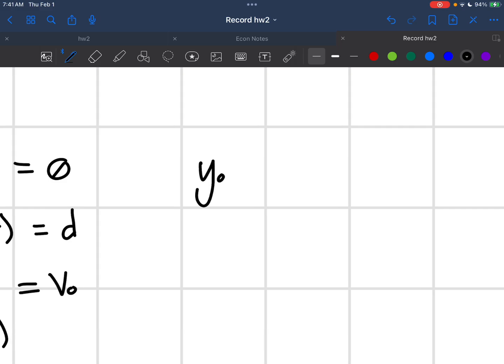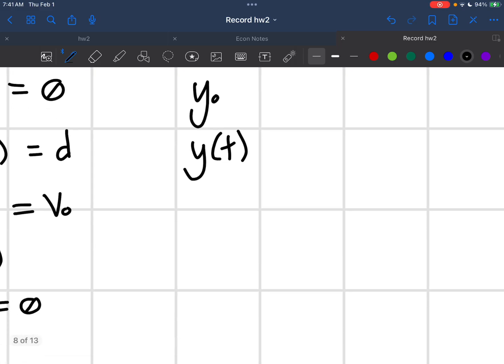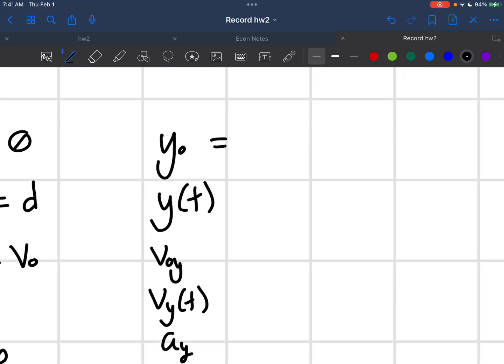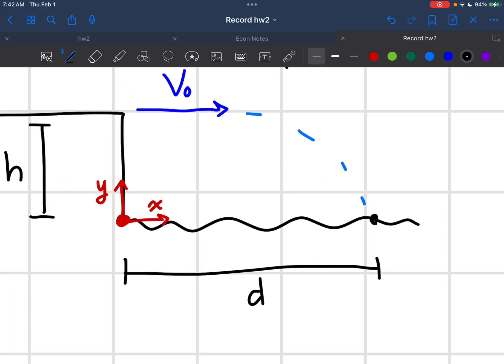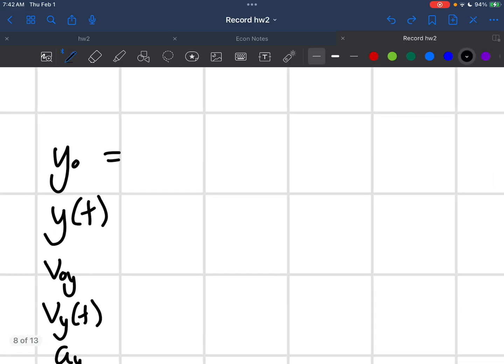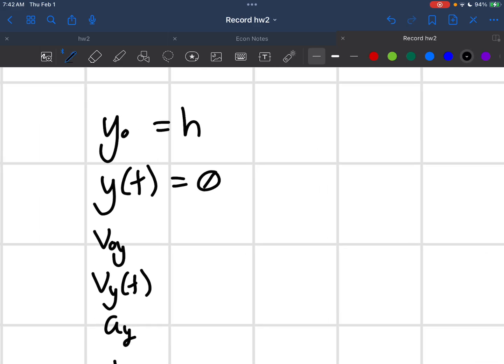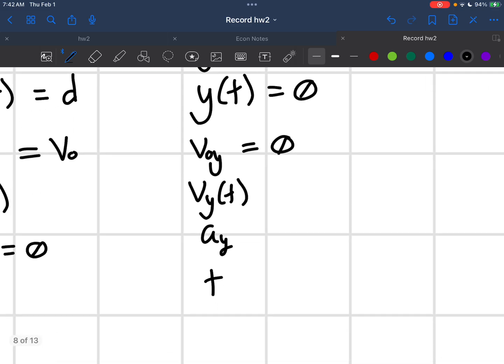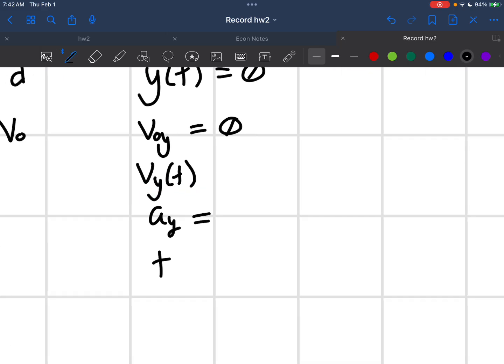Then I have y naught, y of t, v naught y, vy of t, ay and t. Y naught in this case is not going to be 0 because I'm starting above my origin. My y naught's actually going to be that h, or that 2 meters. But my y of t we said was still going to be 0. My v naught y we said was 0. My vy of t, again, we said we don't know and we don't really care about right now, so we can leave that. And since I said up was positive, my acceleration will be minus g.